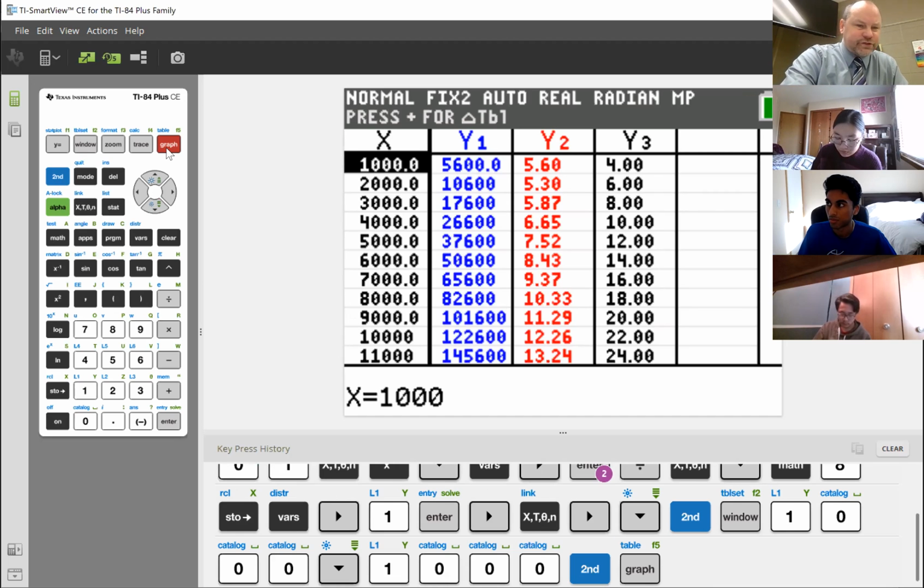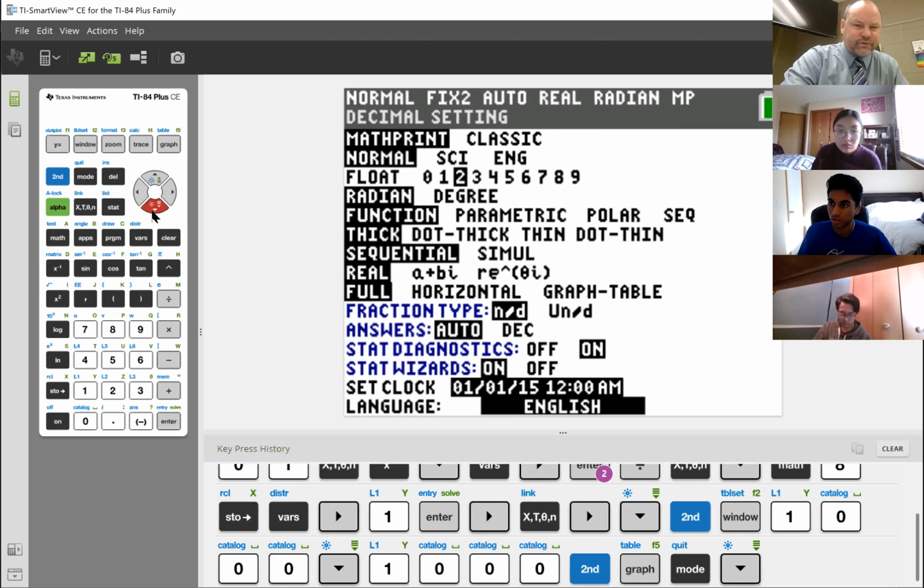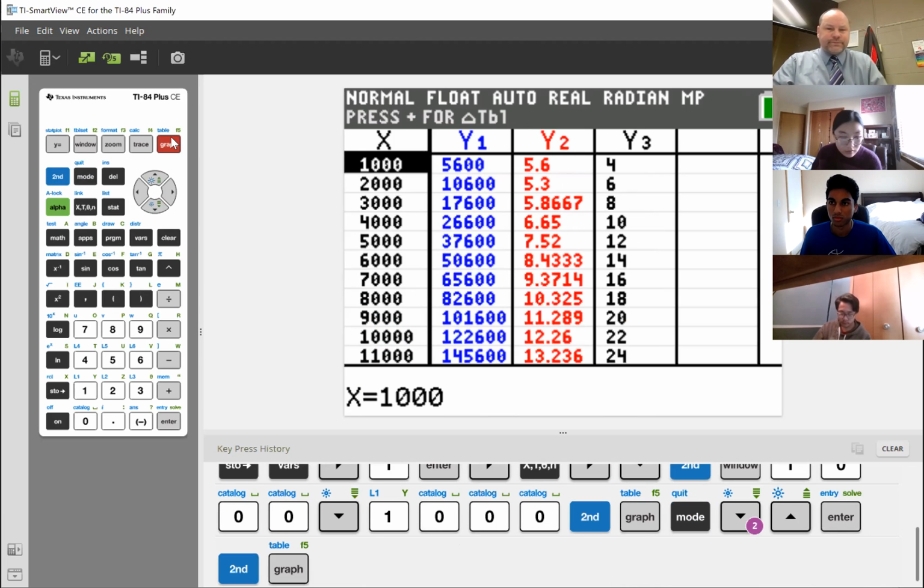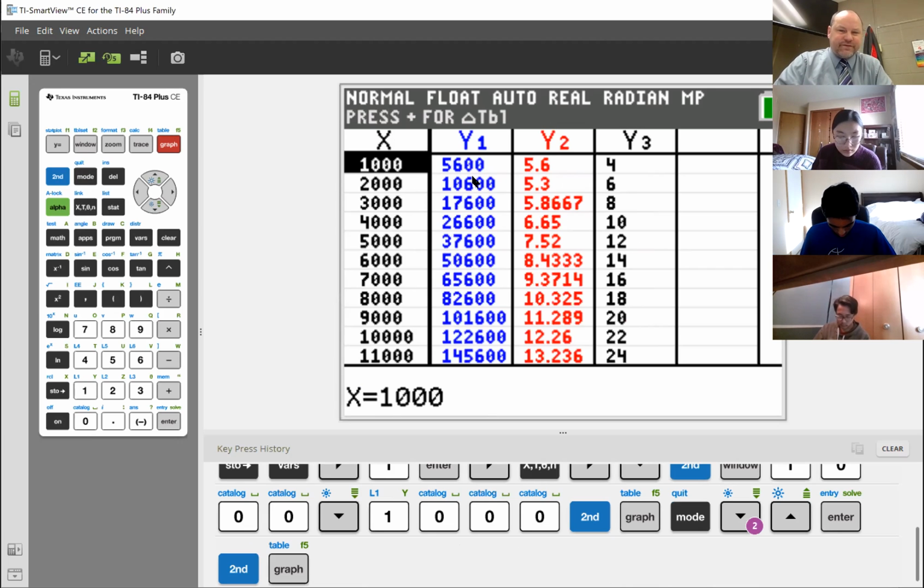And I'm going to change my mode. I set this to round for algebra class. There we go. So the cost for 1,000 units, $5,600, which would be $5.60 per unit. And it would have a rate of change in cost per unit of $4.